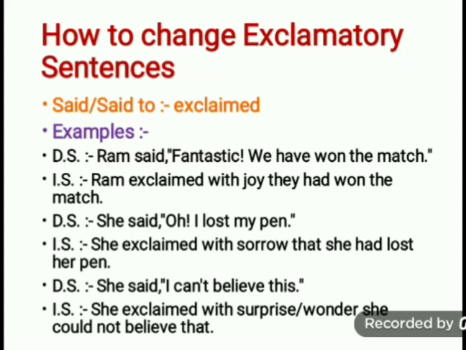Let's see another example. Direct speech: she said, oh, I lost my pen. Firstly you have to see what kind of feeling this sentence is conveying. This sentence is conveying the feeling of sorrow, so we can easily change it into indirect speech. She, then said is to be converted into exclaimed, then with sorrow because it is a feeling of sorrow.